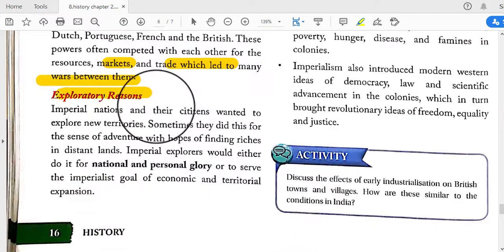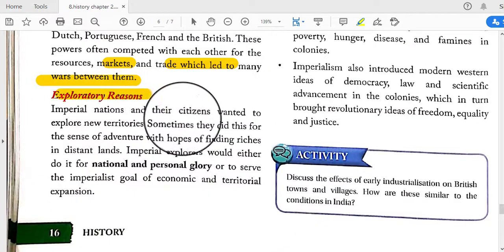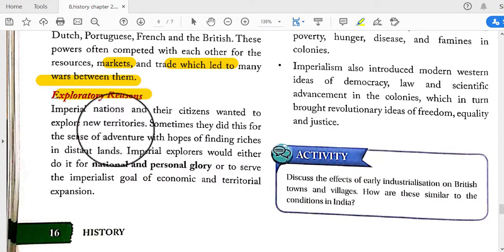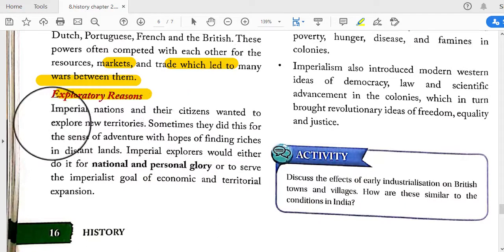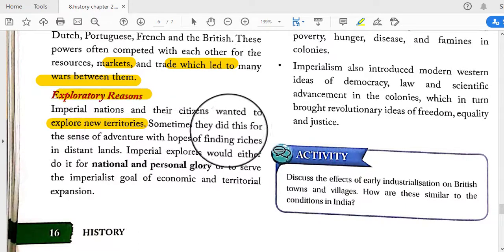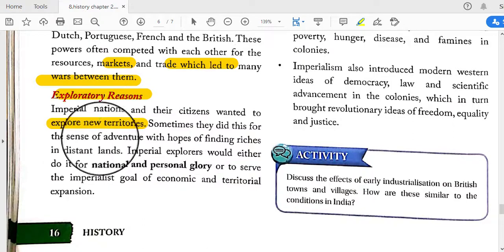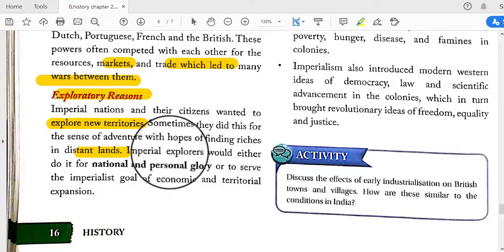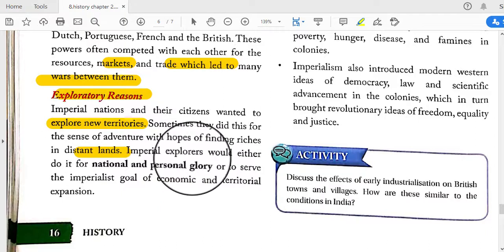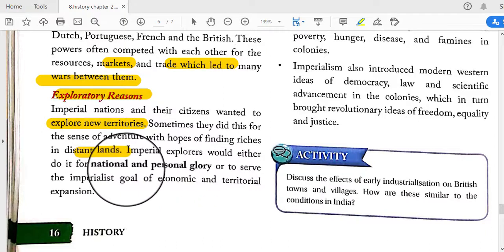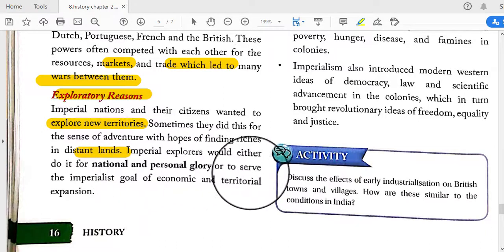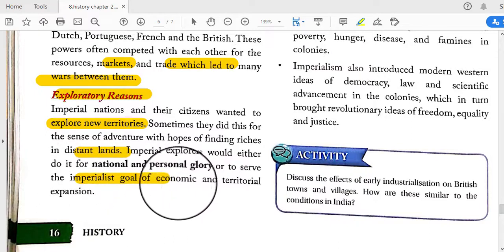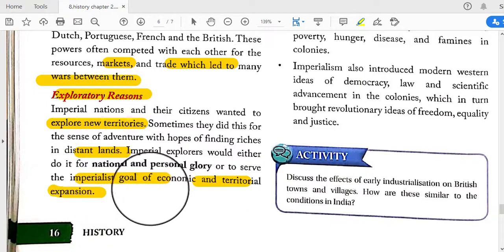And the exploratory reasons: imperial nations and their citizens wanted to explore new territories. Sometimes they did this for a sense of adventure, with hopes of finding riches in distant lands. Imperial explorers would either do it for national and personal glory or to serve the imperialistic goal of economic and territorial expansion.